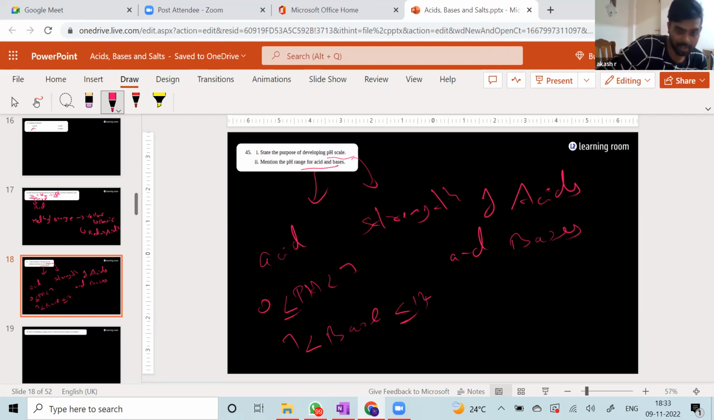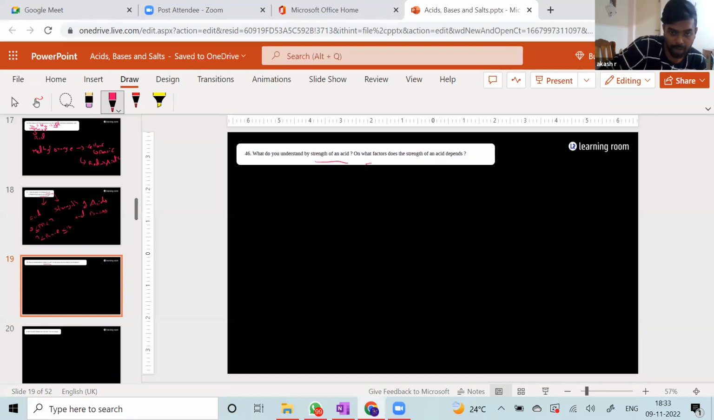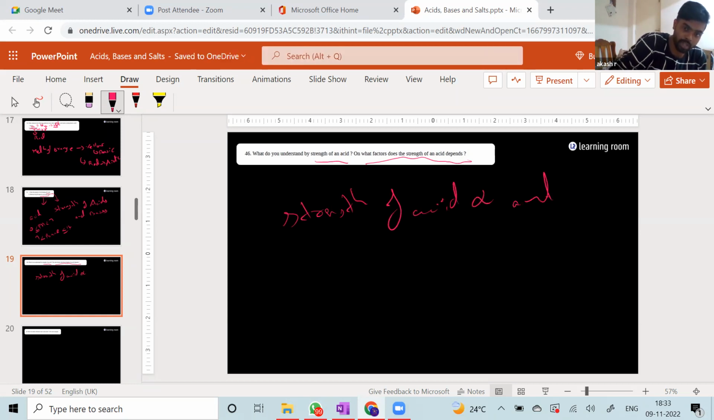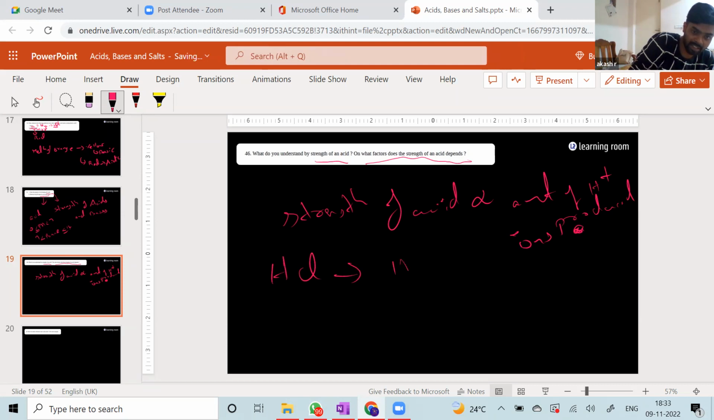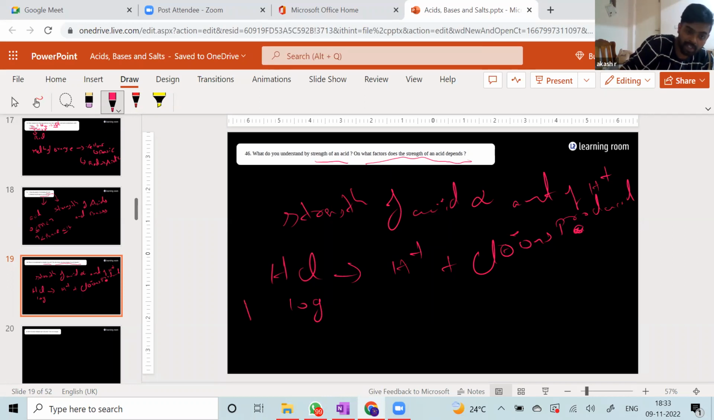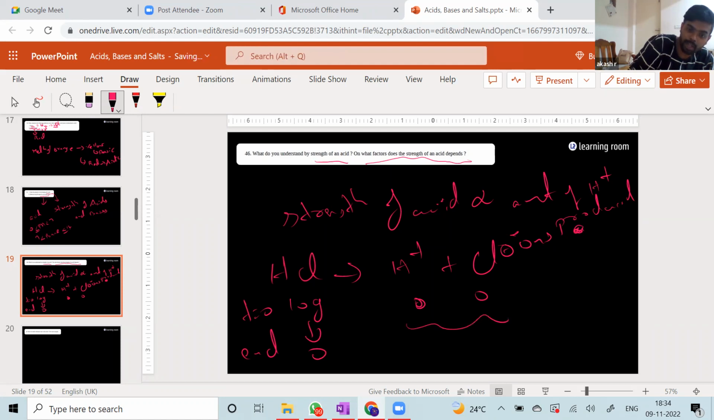Next. What do you understand by the strength of an acid? On what factor does the strength of an acid depend? The strength of an acid is directly proportional to the amount of H plus ions produced by the acid. For example, if I have an acid like HCl and dissolve it in water, it gives H plus and Cl minus. Say I have 10 grams of this acid. At time t equals zero, at the starting of the reaction, nothing has happened. At the end of the reaction, the entire 10 grams would have come out as H plus and Cl minus.